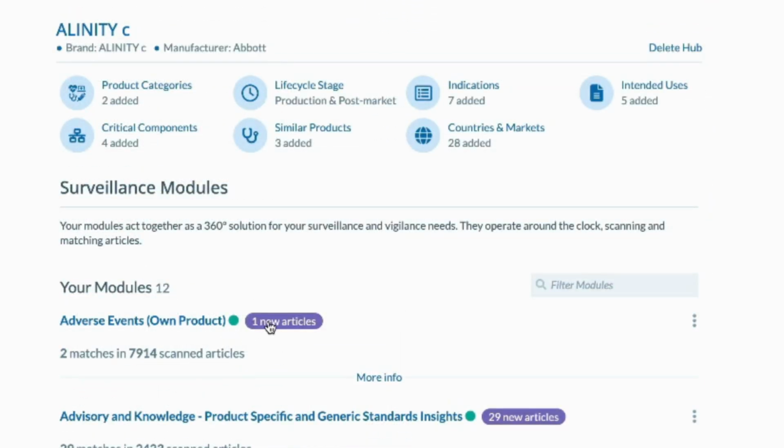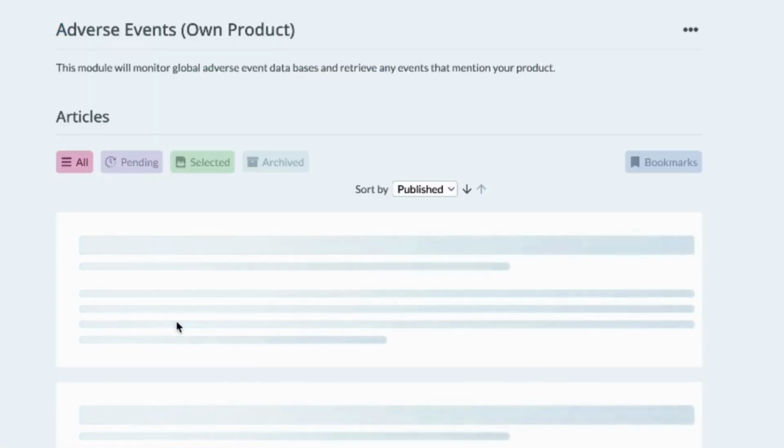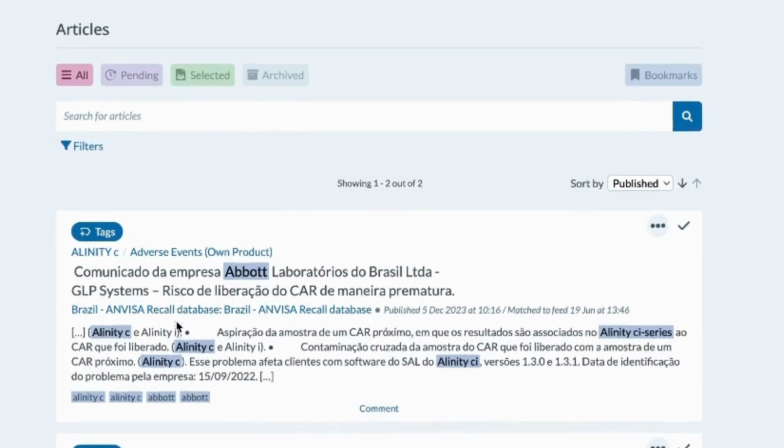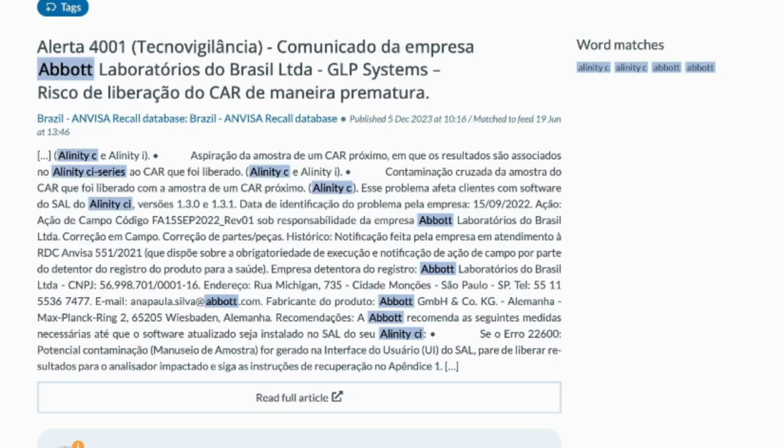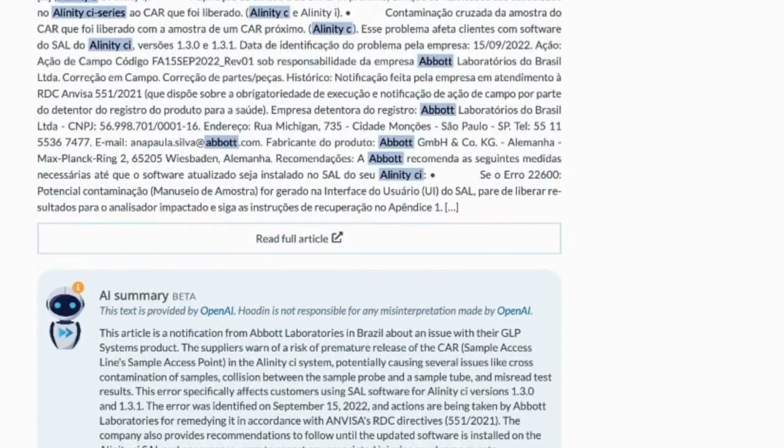Houdin flagged an adverse event article related to the product Alinity C by Abbott, where a malfunction led to the premature release of a component, potentially causing cross-contamination of samples. This malfunction posed a serious risk to patient safety.